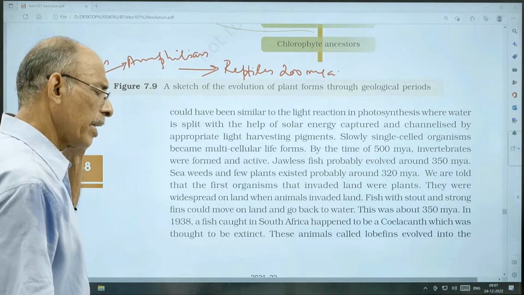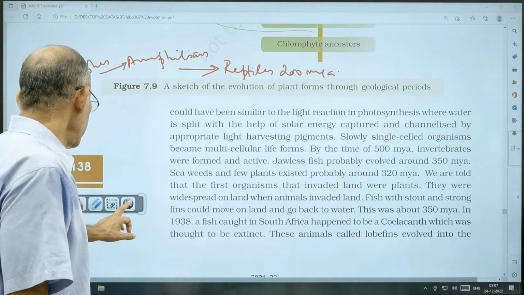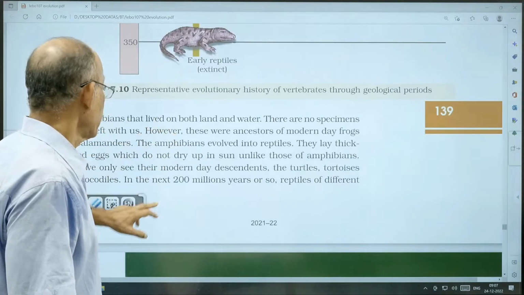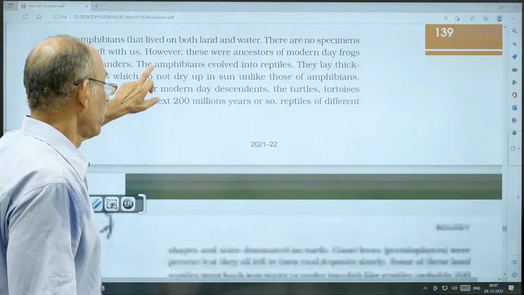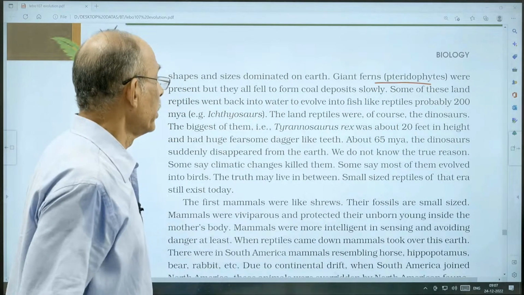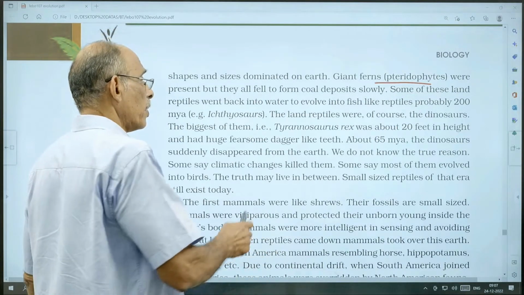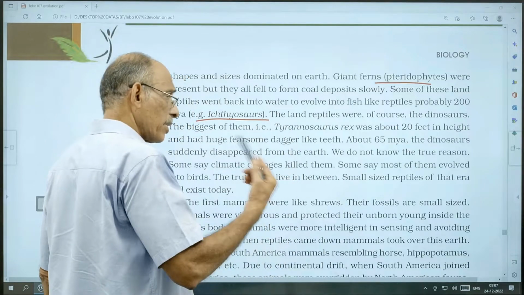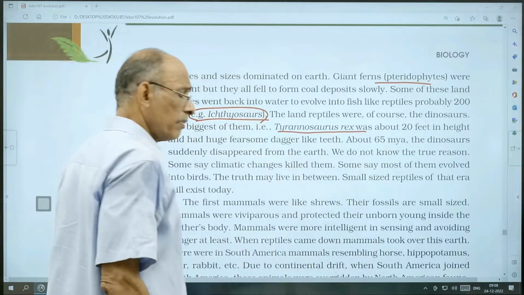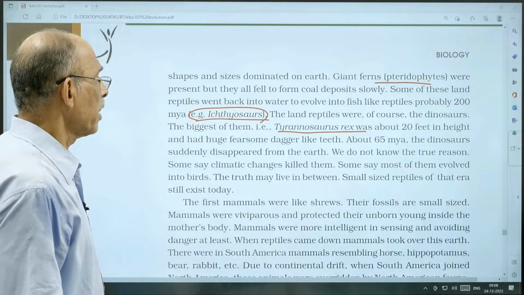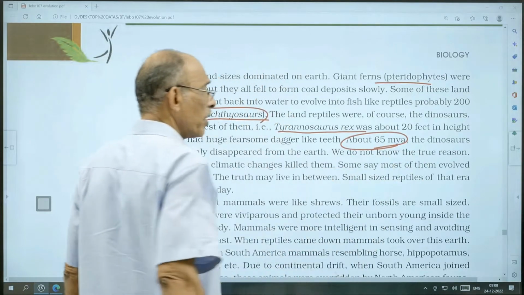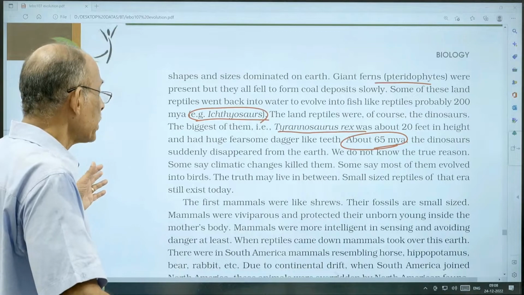And their eggs had a calcium shell. During the time of reptiles, huge tree lycopods and huge pteridophytes were there, which were all converted into what are today called coal deposits. Some of the reptiles went back to sea and developed into fish-like reptiles like Ichthyosaurus. On land, we had the biggest reptile, Tyrannosaurus rex, a dinosaur. But somehow, we do not know the reasons, by about 65 million years ago, the complete dinosaur population just disappeared from Earth.